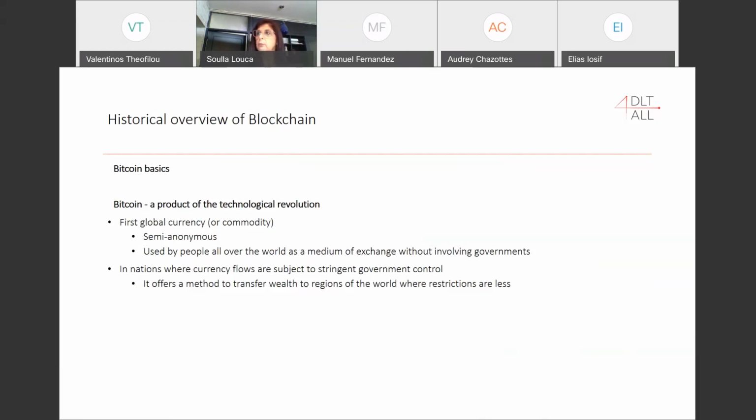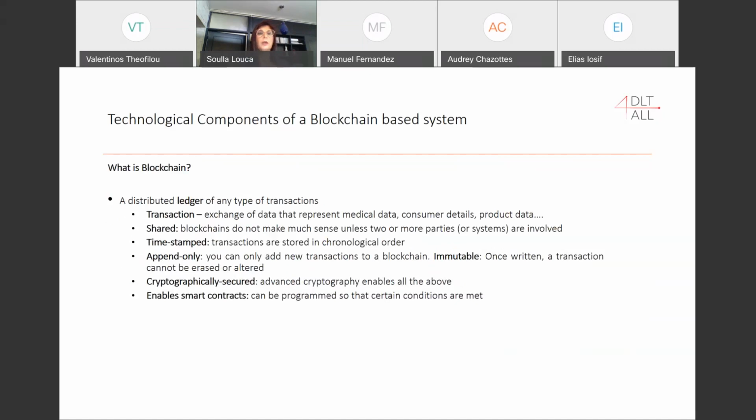Okay, let's move on. Now, a little bit on how actually a blockchain-based system works. What is blockchain? We can look at blockchain as a distributed ledger of any type of transactions.